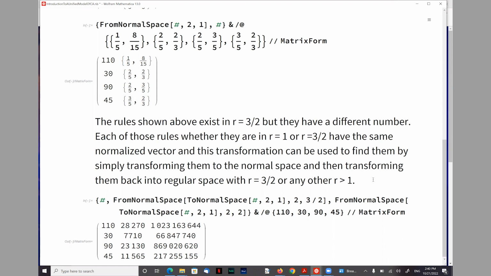All I had to do is move this into the normal space and bring it back on the new R. And here it is. This is a table for the 110, 30, 90, and 45. And all I'm doing is converting it to the normal space and bring it back under 3/2 or bring it back under 2. And these are the numbers.